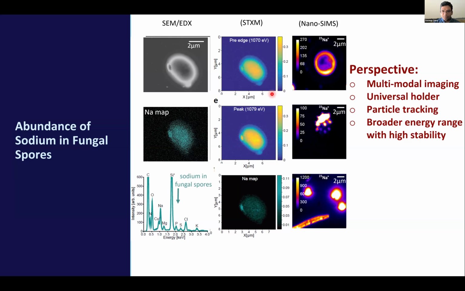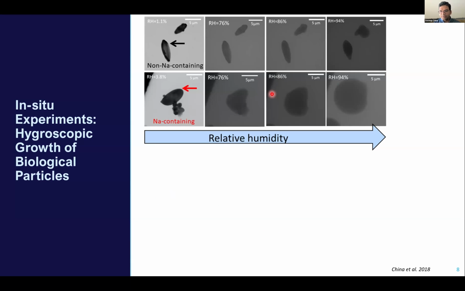So going back to these biological particles, we looked into their pattern and their cloud formation potential. We picked these two particles, since not all the biological particles contain sodium. The bottom one is a sodium-containing particle, and the top one is a non-sodium-containing particle.